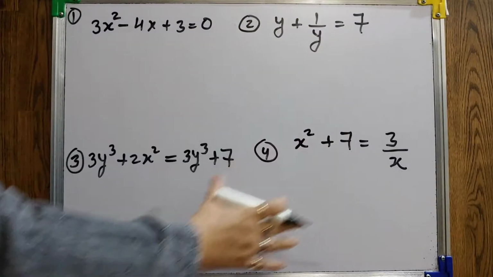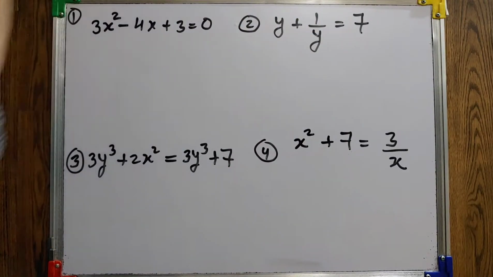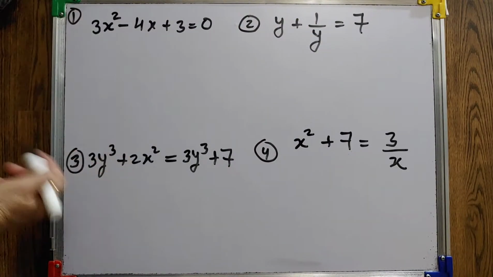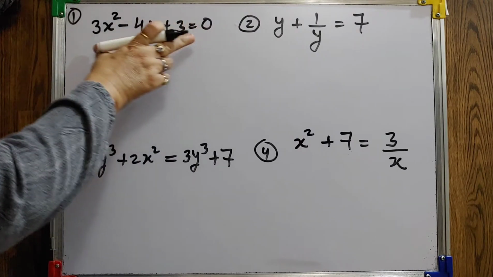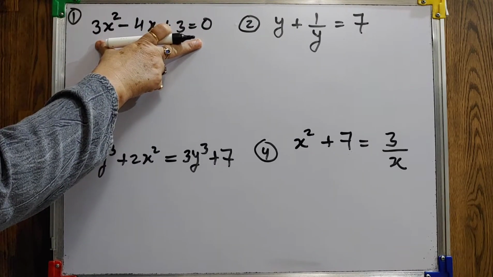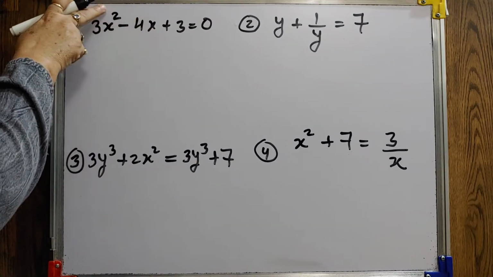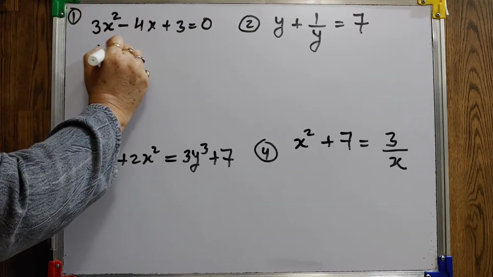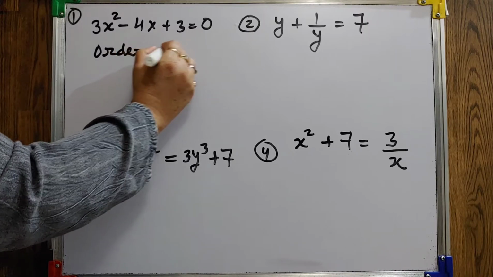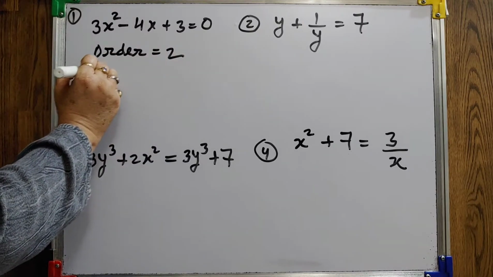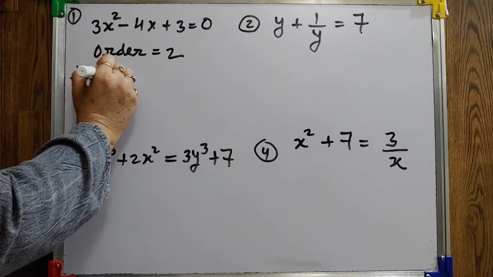Now students, I have written 4 equations. Let's find which one is the quadratic equation. Now in this already it is in the standard form. Now order of the equation is 2. You know that when order of the equation is 2, then you can say it is a quadratic equation.